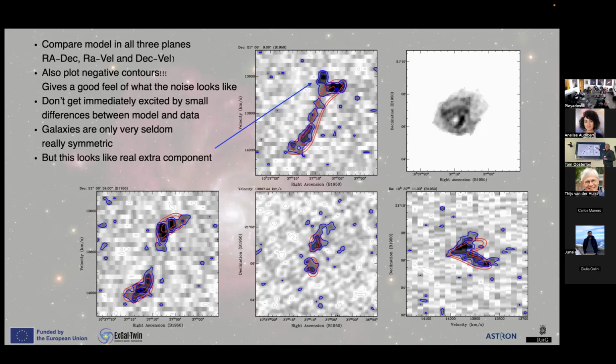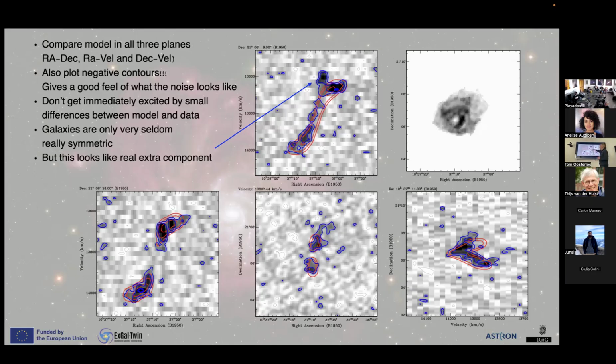So this is the total H1 that I made with Sophia, the telescope stuff. This is a center, you can see it's asymmetric. But if you compare here, this is a PV diagram, so a little below the center, you see this blob that really stands out. This is not in the model.